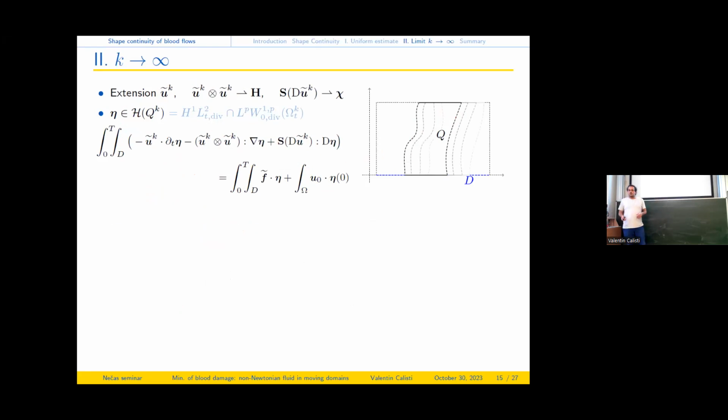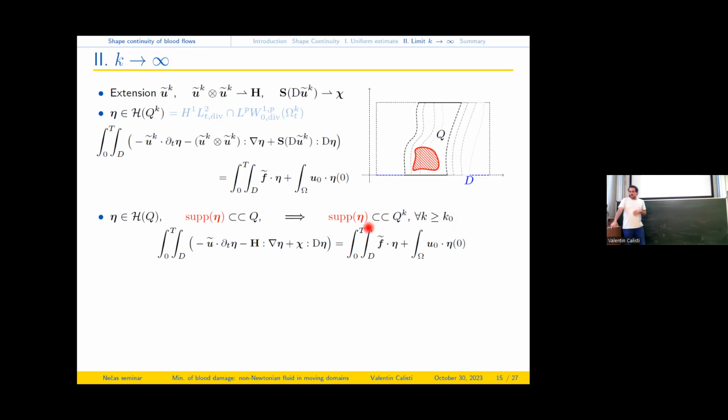So what we need to do is to consider compactly supported test functions in the first step. Because by considering compactly supported test functions, we have, thanks to some property of the Hausdorff convergence, that for k large enough, if you have some compact set included in your limit domain, it will be included in all your domains. It means that for k large enough, if I take eta belonging to H(Q_k), it will belong to all the spaces. So while doing this, we can pass to the limit, and we have this.